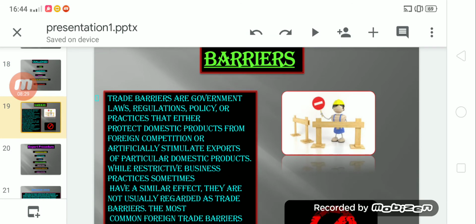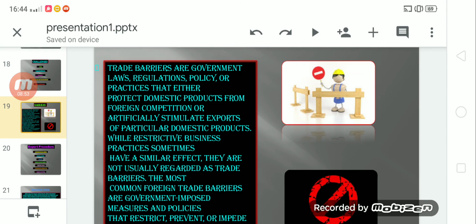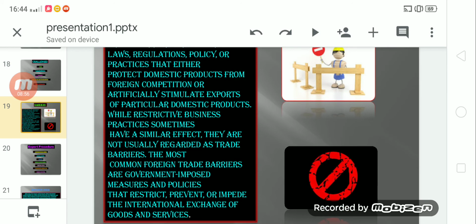What are the barriers? Trade barriers are government laws, regulations, policies, or practices that either protect domestic products from foreign competition or artificially stimulate exports of particular domestic products. While restrictive business practices sometimes have a similar effect, they are not usually regarded as trade barriers. The most common foreign trade barriers are government imposed measures and policies that restrict, prevent, or impede the international exchange of goods and services.